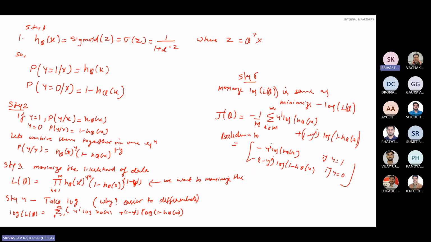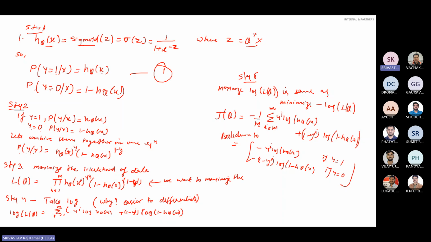Step number one. Initially, we calculated our hypothesis, theta x. We take the sigmoid function. The sigmoid function is also represented by this symbol sigma, which is 1 upon 1 plus e raised to power minus z, where z is theta transpose x. So if the probability of y equals 1, this is nothing but sigmoid theta x. If the probability of y equals 0, it is 1 minus this, which is 1 minus sigmoid theta x. This is step number 1, equation 1. Step 2, for y equals 1 and y equals 0, we simply combine or write them together in the mathematics.